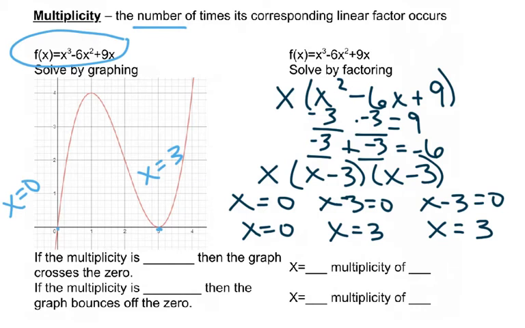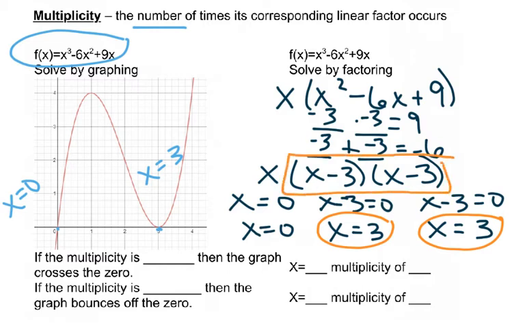Okay, so the only thing new that we're going to talk about is multiplicity. So do you see how this zero occurs twice? Or this linear factor occurs twice? There is a multiplicity at x equals 3 because that linear factor happens more than once. Okay, so if the multiplicity is odd, then the graph crosses the zero. This one only occurred one time. 1 is an odd number, so that's why the graph goes through the zero at x equals 0.